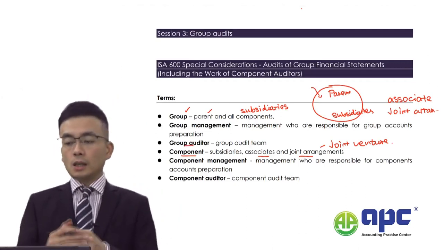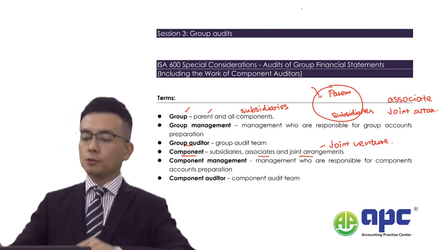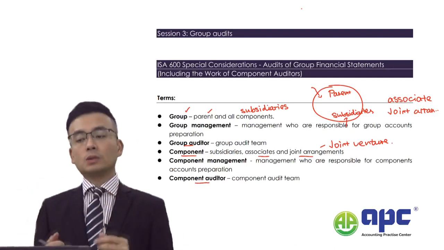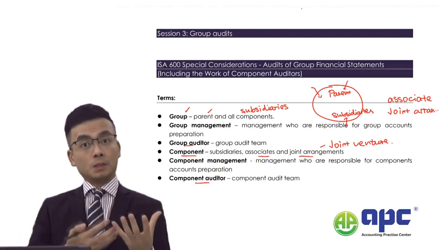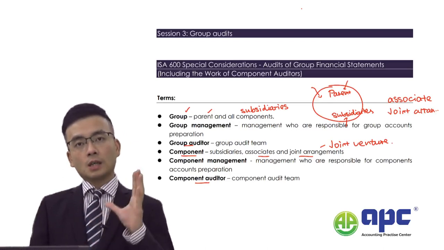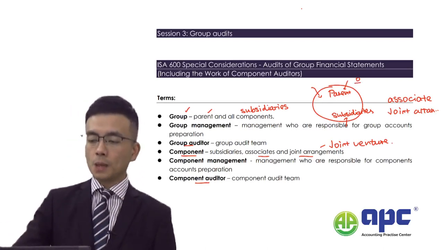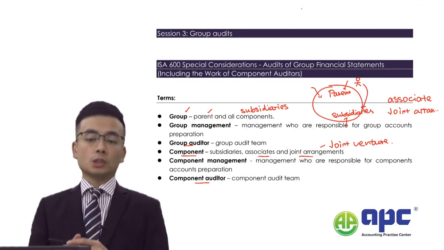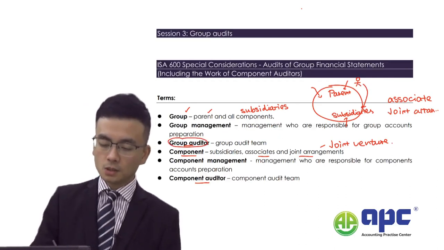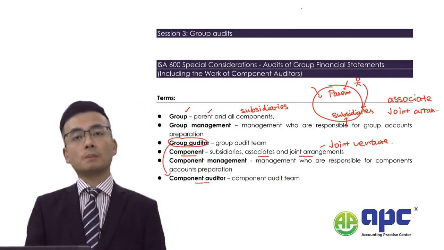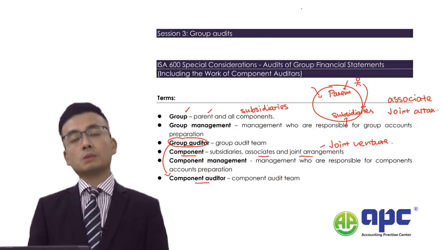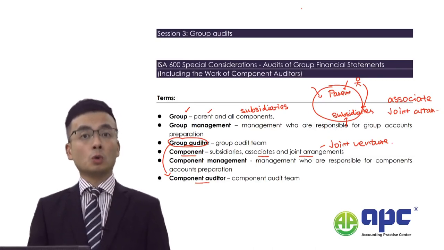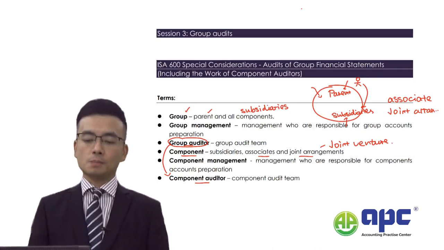Okay. And if I were the auditor for the subsidiary, I'm called component auditor. If I'm the auditor for the parent, which means I'm the group auditor, so can I be the auditor for the parent at the same time for the subsidiaries? Yes. So sometimes the group auditor can also be a component auditor. A component auditor can sometimes be the group auditor, if you're also responsible for auditing the parent's company, for example.